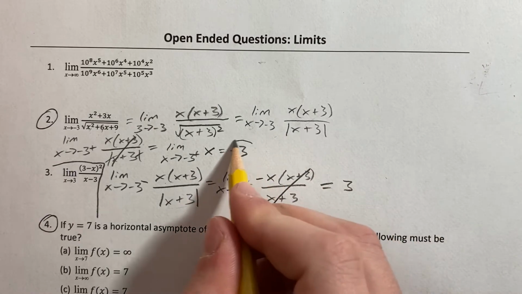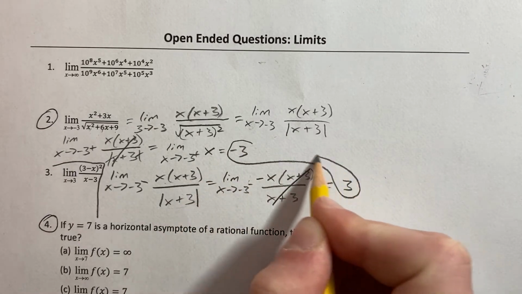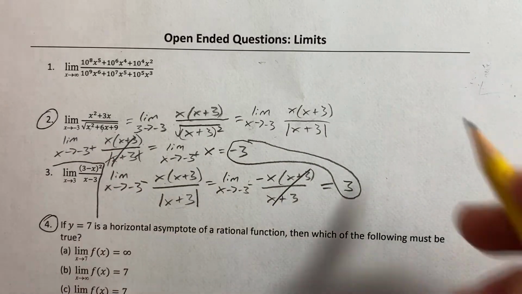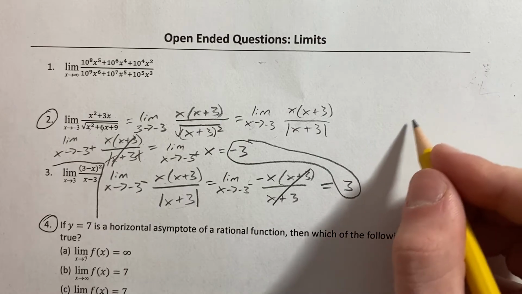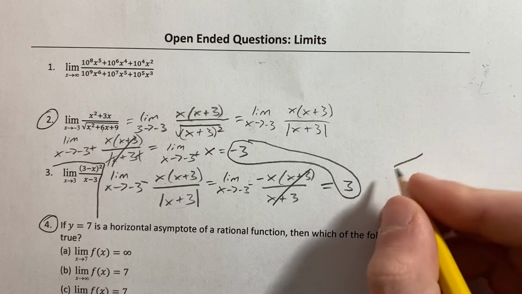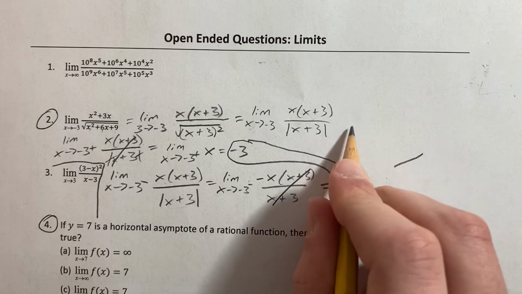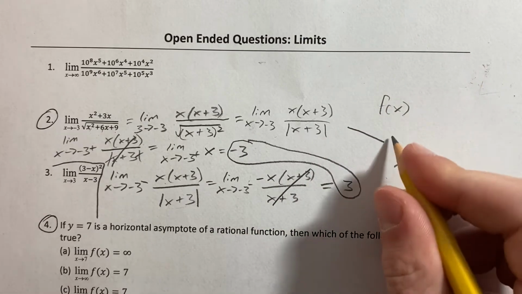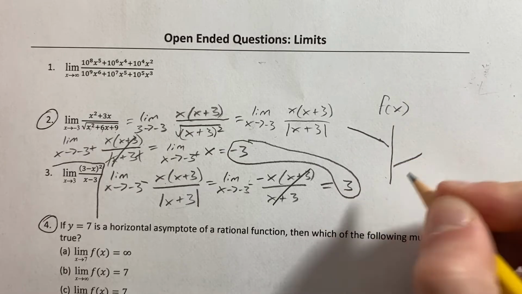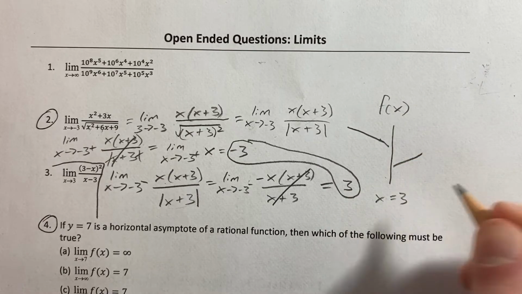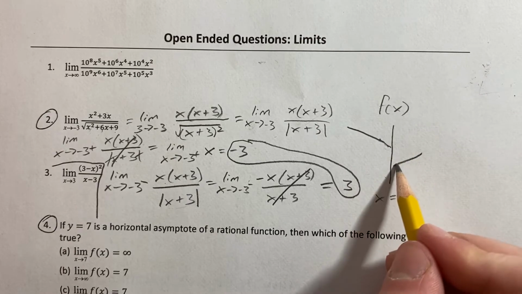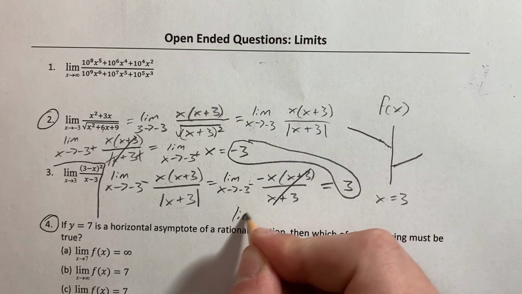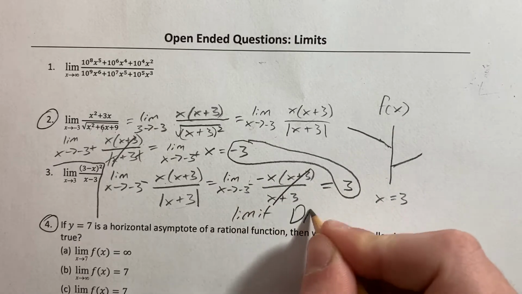Now, you want to compare these. Since the limit from the left doesn't equal the limit from the right, graphically what's happening is that from the right, it's going to negative 3, and from the left, it's going to positive 3. So if this is f of x, and this value is x equals negative 3, you're not going to coalesce to one value. Therefore, since these don't equal each other, you would say the limit does not exist.